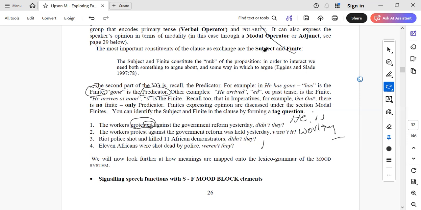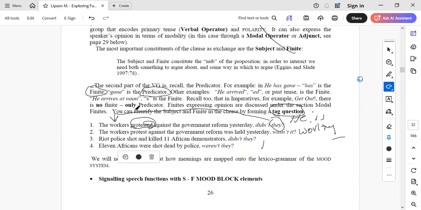Now, another important thing they are talking about here: how to identify the subject. One of the ways to identify a subject is the tag question. So, the workers protested against the government reforms yesterday, didn't they? So this they refers to what? Workers. This is plural, this is also plural in the tag. So this means workers are the subject, right?